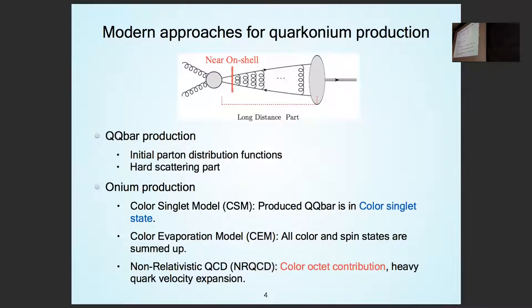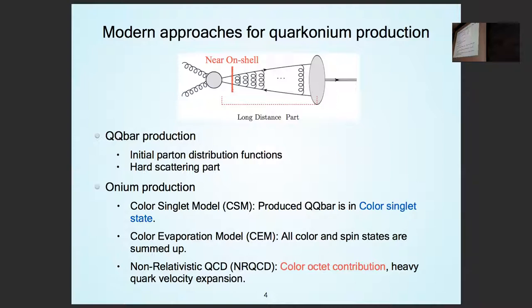But we have a problem. The quarkonium production mechanism has been poorly understood since the J/psi was discovered. So there are three modern approaches for describing quarkonium production. To show those approaches, we should think about these diagrams.